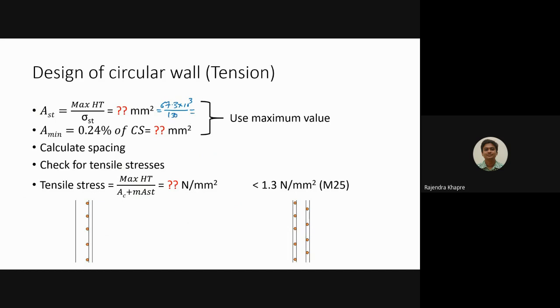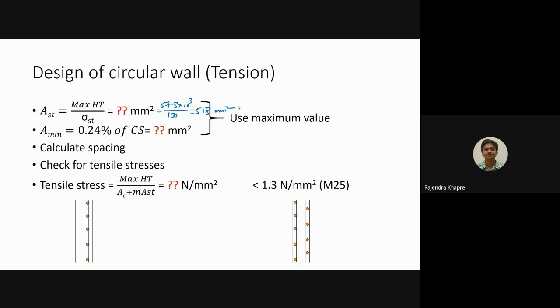So how much is the AST required over here? 517, right? Okay, I am taking 518 millimeter square, right?